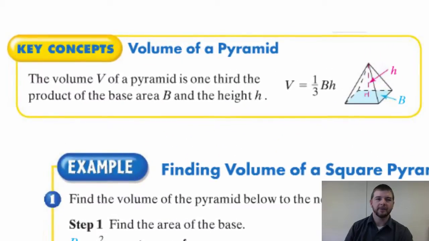A key concept, the volume of a pyramid. The volume, V, of a pyramid is 1/3 the product of the base area, capital B, and the height, H.